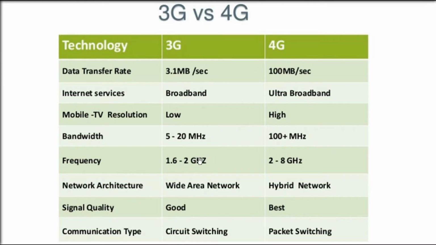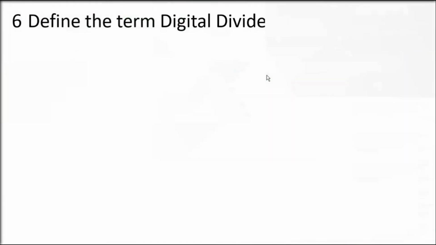This is megahertz. Frequency range, that is the frequency we buy: 3G uses 1.6 to 2 gigahertz, and 4G uses 2 to 8 gigahertz. So that is the frequency spectrum, which part we take, and bandwidth is basically a pipe, highest and lowest. Network architecture: 3G uses WAN and 4G uses a hybrid network. Signal quality is good for 3G, for 4G it's best. The communication type, 3G is using circuit switching, 4G is totally packet switching. As I said, IP based or internet based, packet switching in all.